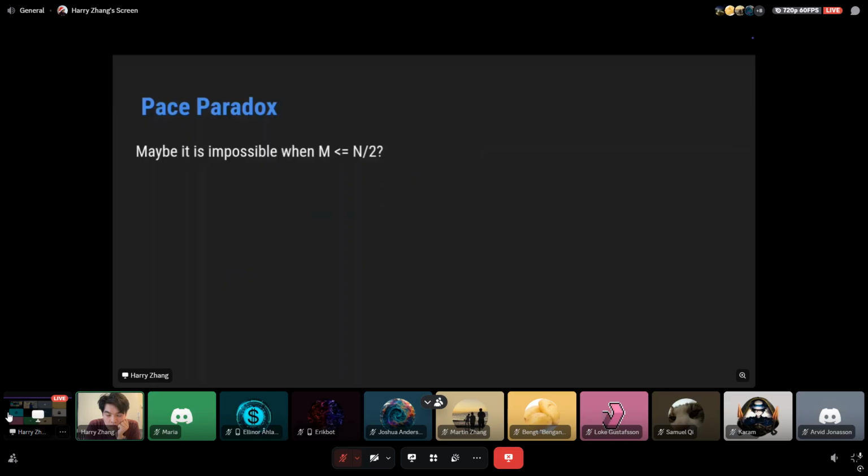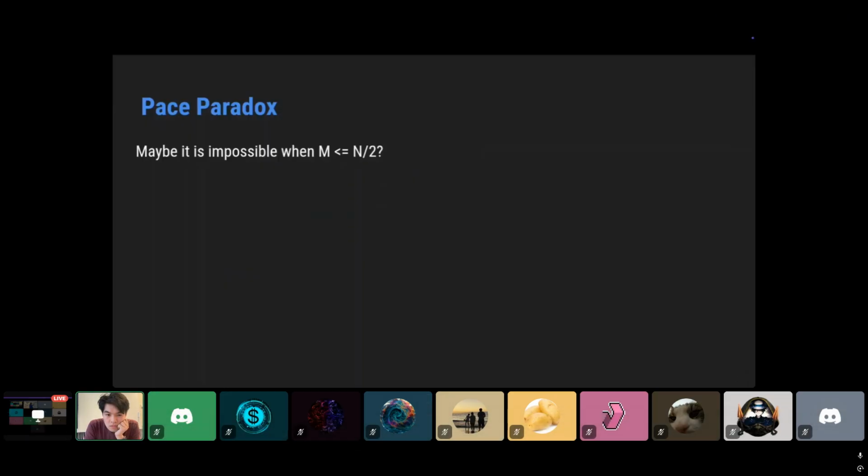What about when m is smaller than or equal to n over 2? Yeah, that seems a bit trickier. Maybe it's just impossible. Let's just say that it's impossible and we submit this. I mean, why not? That might work, but it doesn't work. Okay, let's see. Can we prove something though? Can we prove some case when it is definitely impossible?